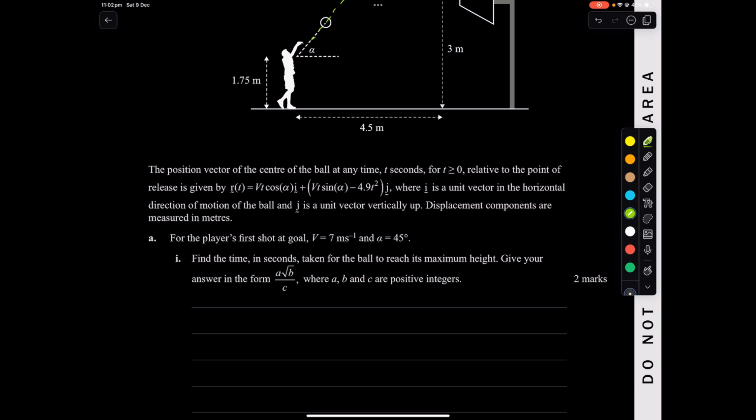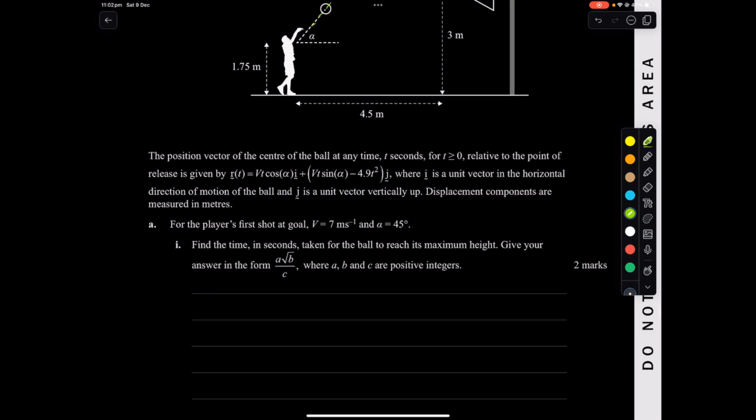For the player's first shot at a goal, v is equal to 7 and alpha is equal to 45. Find the time in seconds taken for the ball to reach the maximum height. Give your answer in this form, where a, b and c are positive integers.